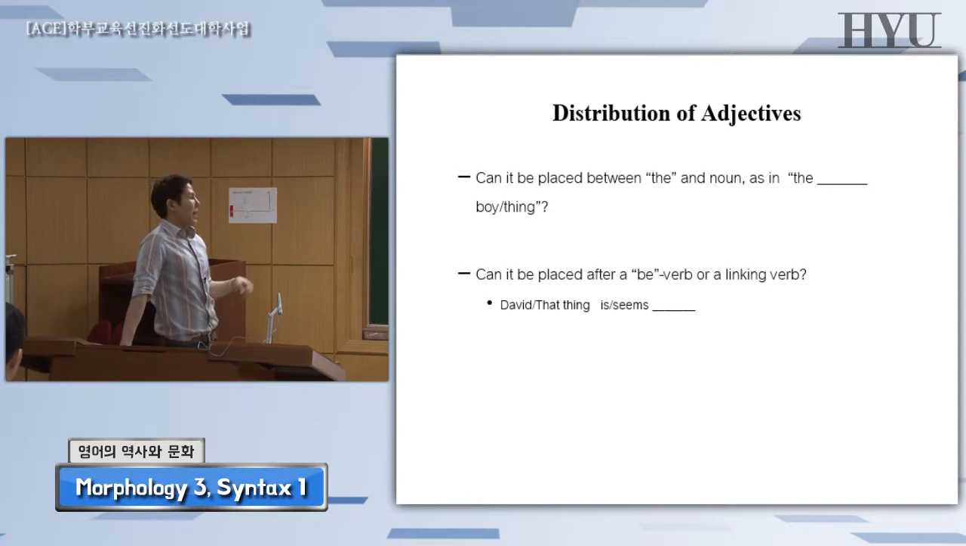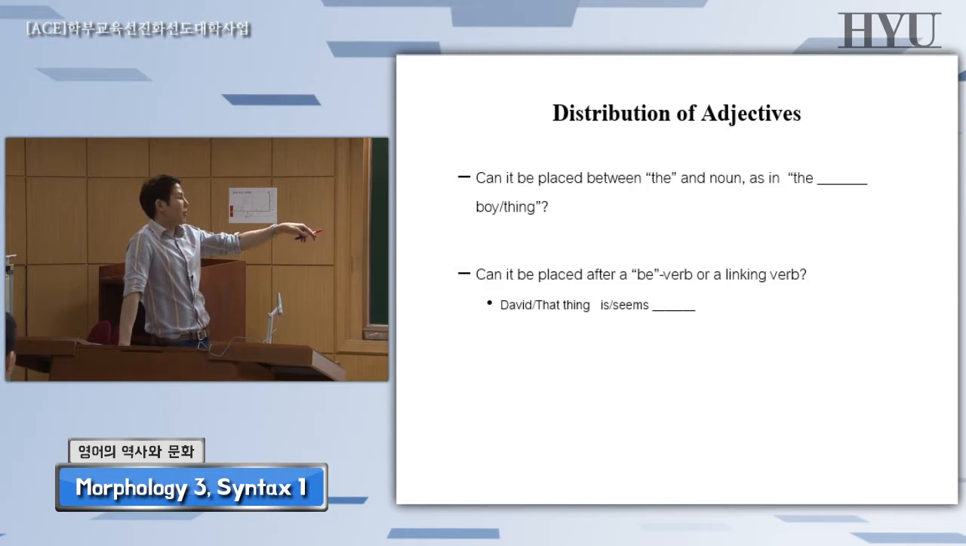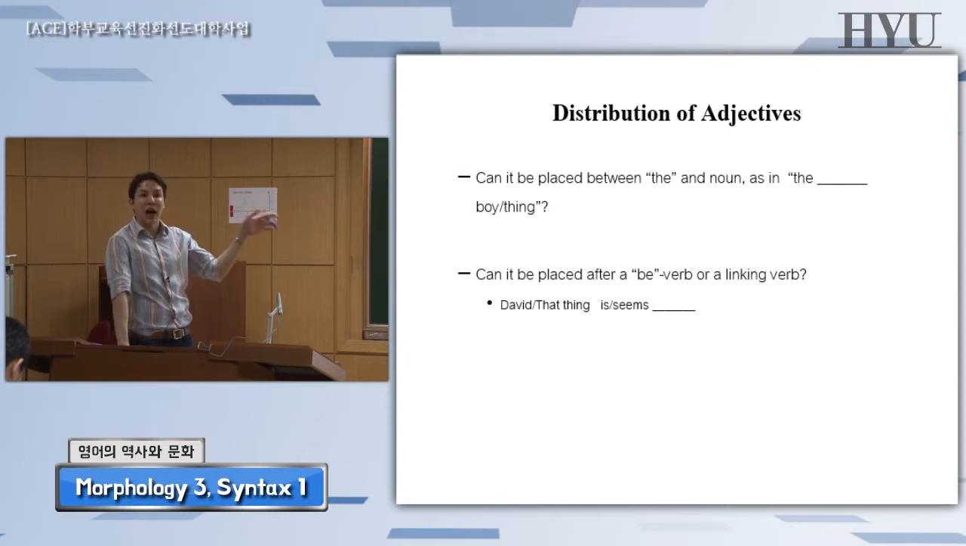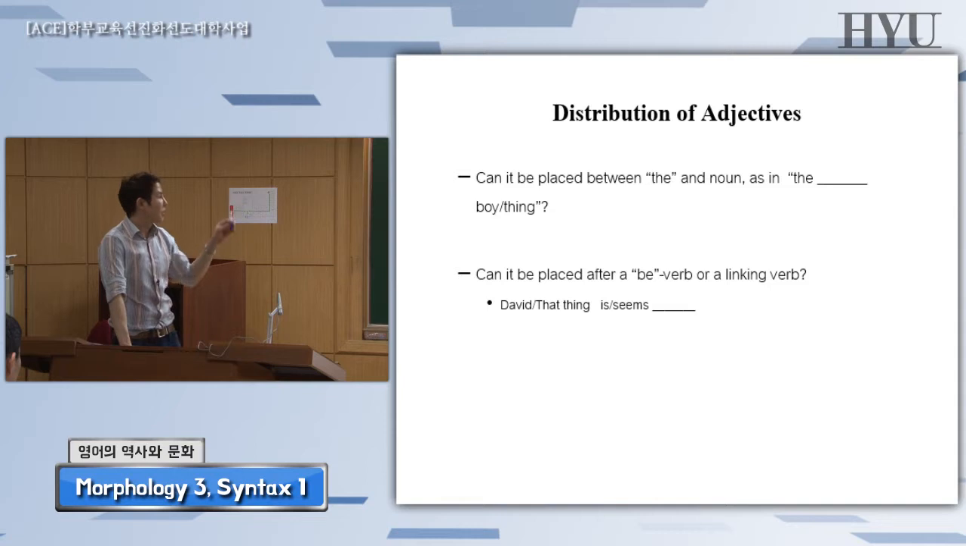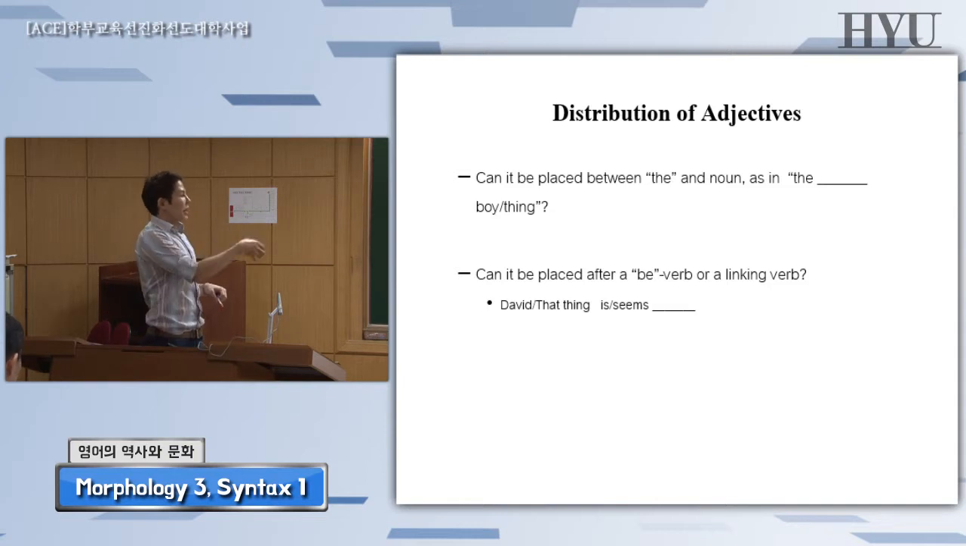Or it could be placed after a be verb or a linking verb, like that thing seems wonderful, seems beautiful, seems awful, seems kind, is kind, like that. So put a word in there, right? Use this as your diagnostic test for adjectives, okay? That thing seems arrival, it doesn't work, right? So it must be an adjective, okay?